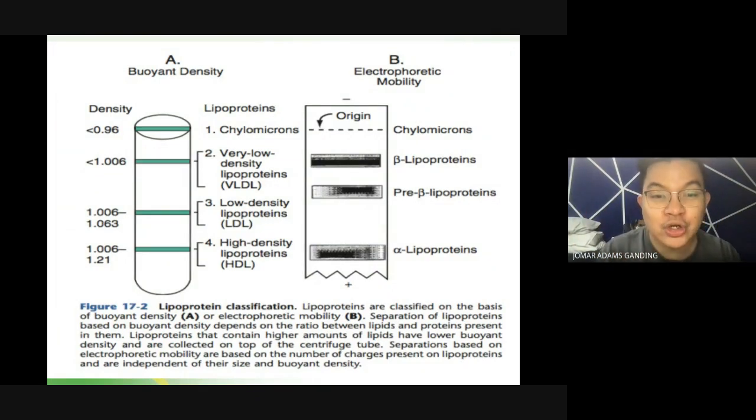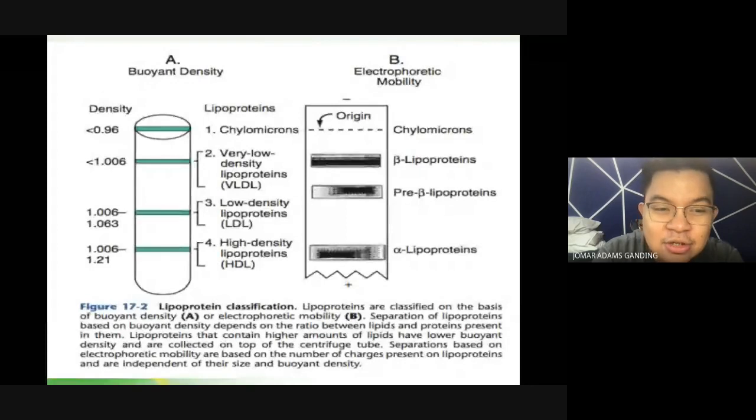And the process is what we call ultracentrifugation. On the other end, you can also classify your lipoproteins according to their electrophoretic mobility. Now, in electrophoretic mobility, aside from the charge of the molecule, another way we classify molecules, in this particular case lipoproteins, is through their size. So here, we are now able to differentiate the different lipoproteins according to their sizes.